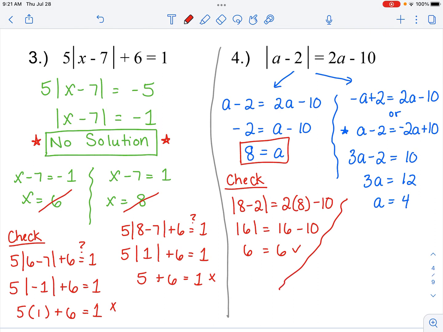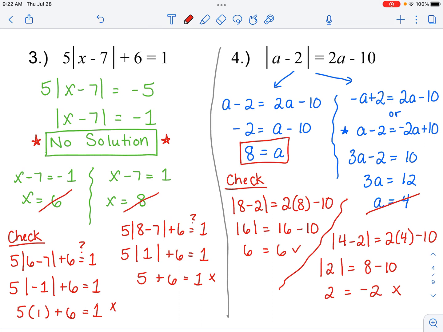Now if I check the other, I'm going to get the absolute value of 4 minus 2 equals 2 times 4 minus 10. So that's going to give me the absolute value of 2 is equal to 8 minus 10. Well, the absolute value of 2 is 2. 8 minus 10 is negative 2. This is not true. So this is not a solution. So I'm going to cross it off. So this only has one real solution, and that is a equals 8.